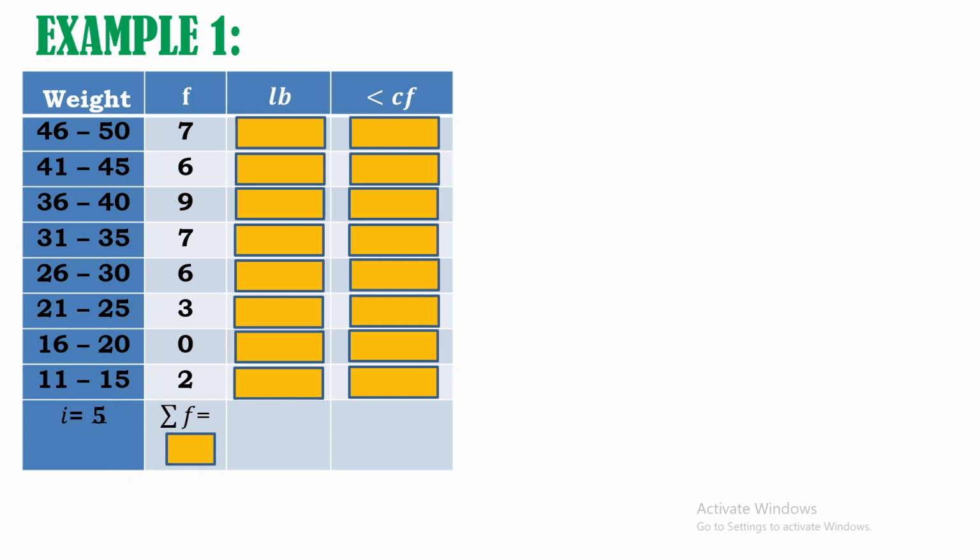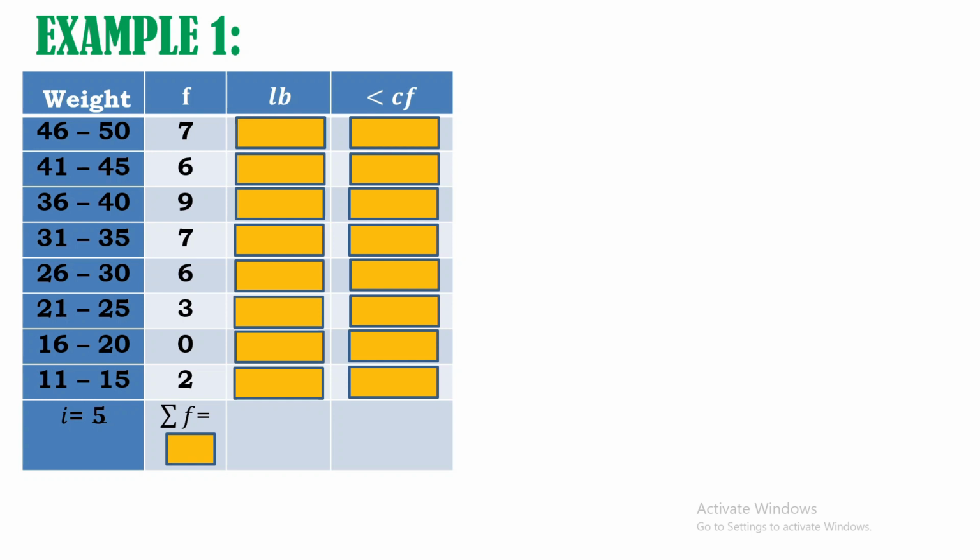Or you can just count manually the numbers belonging in each class interval. So say for example, in the class interval 46 to 50, we have 46, 47, 48, 49, 50. There are 5 numbers included in the class interval. Therefore, the class size is 5.